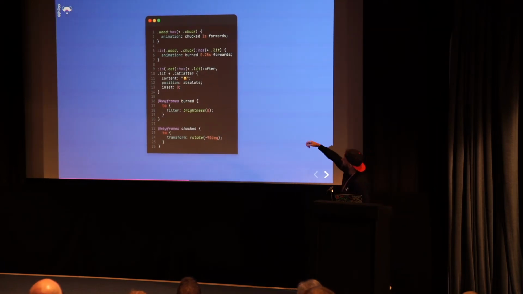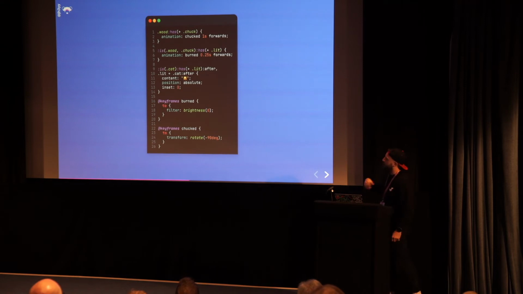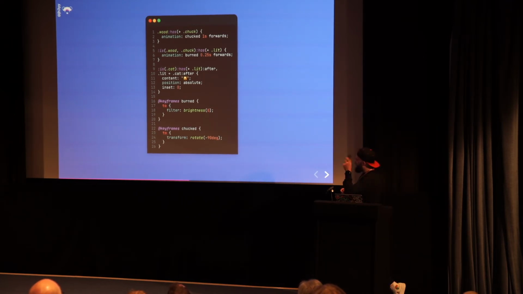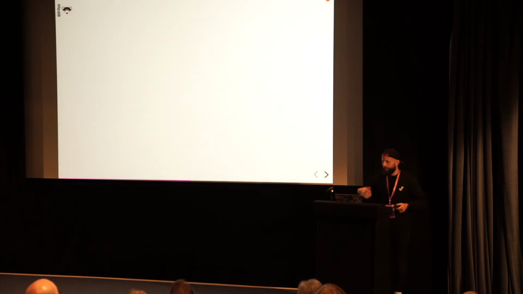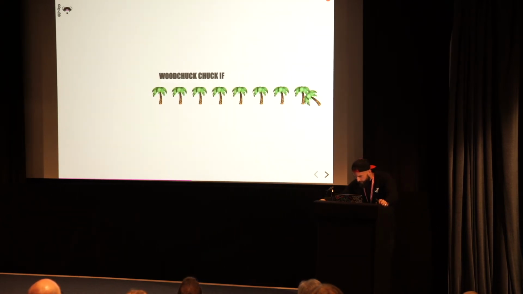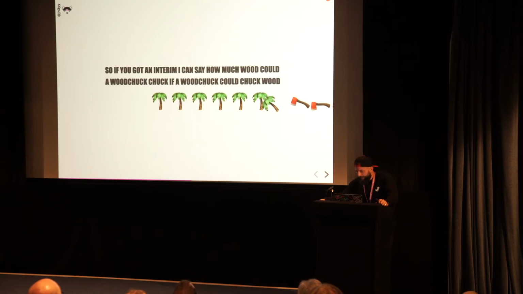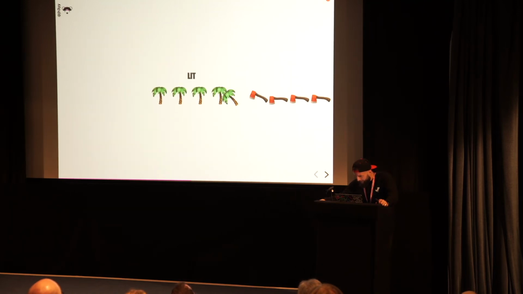But because I can do a sibling, I can say, hey, look, if the cat has a fire after it, it's probably not going to be very happy. But if the wood has an axe after it, it can get chucked. And then I listen to the animation end, and then I can remove it. So if we've got an interim, I can say, how much wood could a woodchuck chuck if a woodchuck could chuck wood? Lit. Cat.